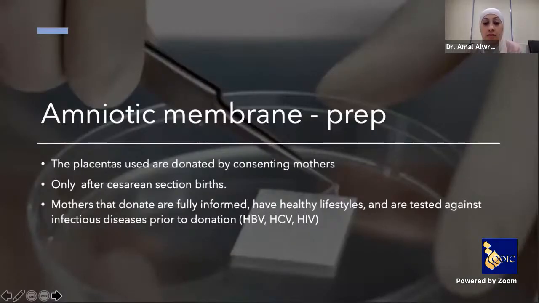And we do the freshly prepared amniotic membrane at our hospital. So we actually prepare the amniotic membrane from placentas after cesarean section birth, and after consenting the mothers and making sure that those are negative for hepatitis and HIV.